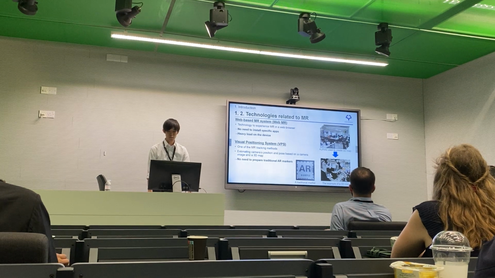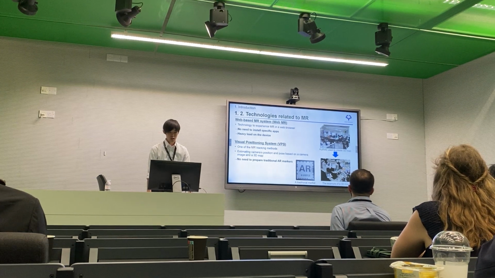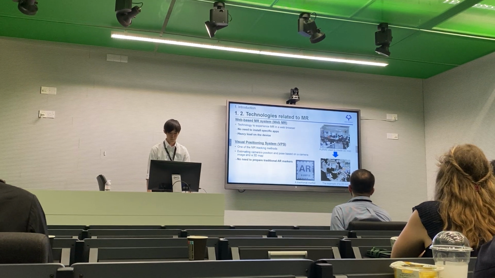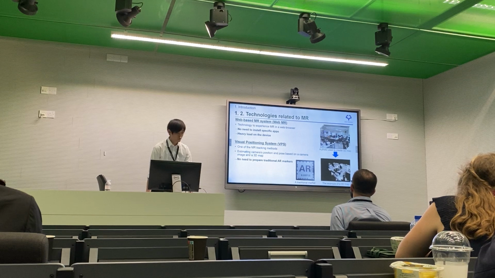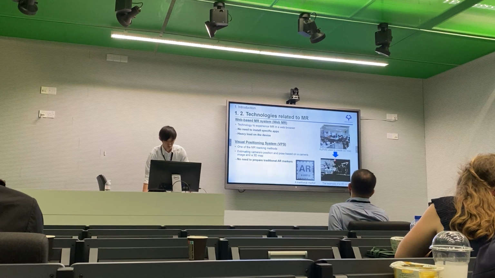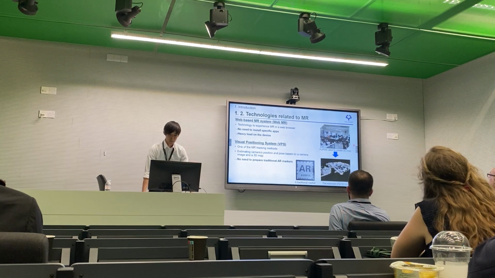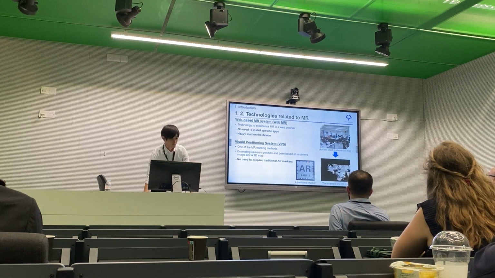The second one is visual positioning system. It's an MR tracking method that can estimate a camera's position and pose using a camera image and a 3D map. Here is an example of a 3D map. We created this 3D map by taking lots of photos like this. This method doesn't need preparing traditional AR markers such as this marker.